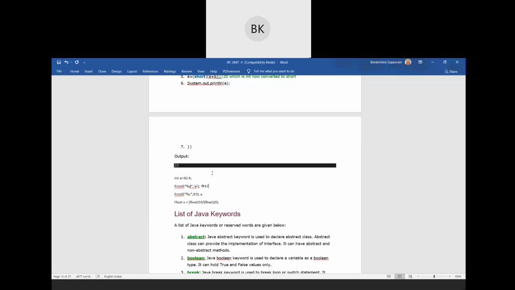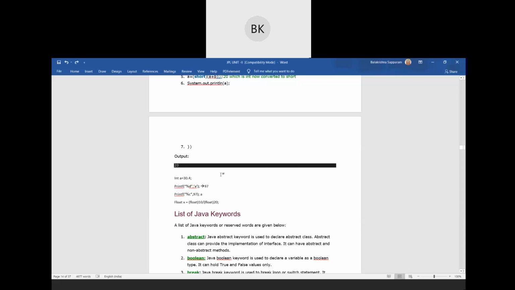30.4 will not be stored in the variable a, because there is no space. It will take only the 30, truncating whatever is after the decimal point. Just the integer part is considered. In this example, 30 is the integer part and this is the decimal part. The decimal part will not be considered. That is called implicit conversion.